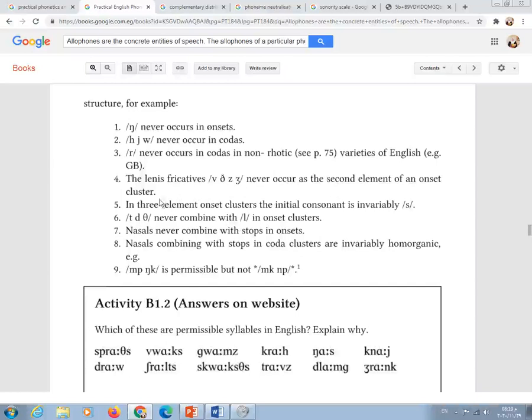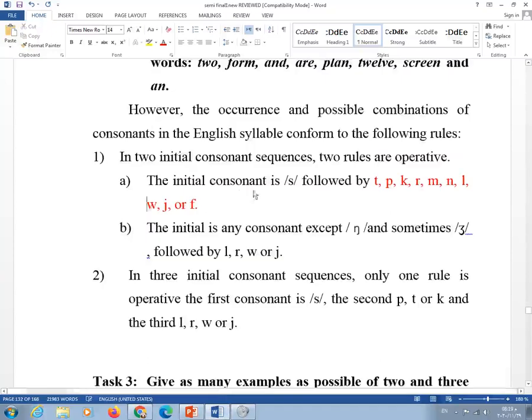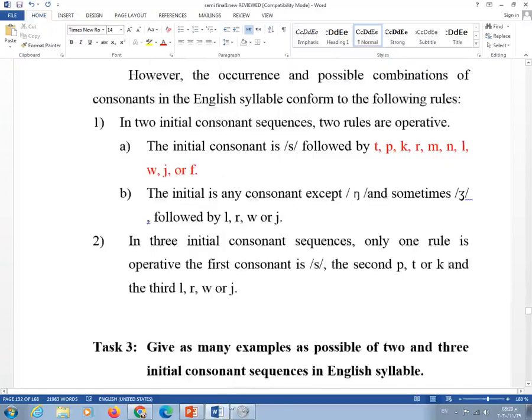We said that when I start a syllable with two consonants I have two rules: either I start with s followed by any of these consonants, or I start with any consonant except ng and j plus one of these four consonants. That is the case when I start with an onset made up of two consonants. If you have an onset made up of three consonants, the rule is very easy. You start with s, the second consonant must be one of three, p, t, or k, and the third consonant must be one of four, l, r, w, or y. I think that this is clear. This is clear. Okay.